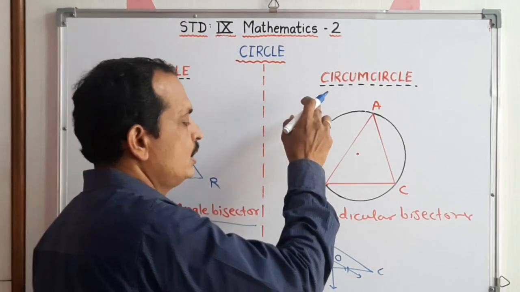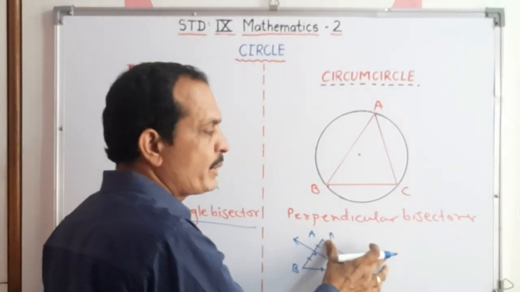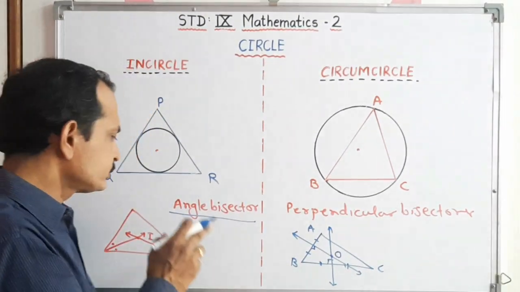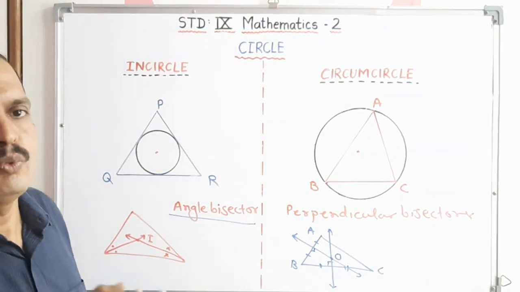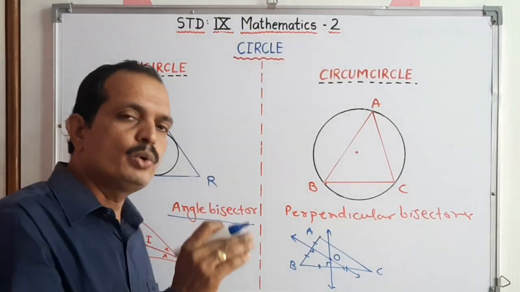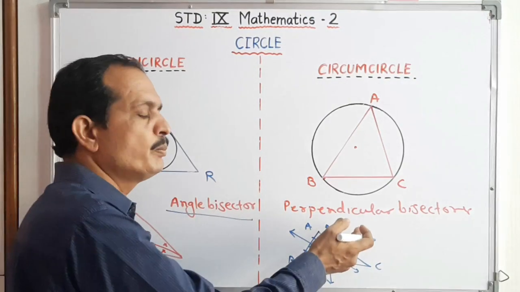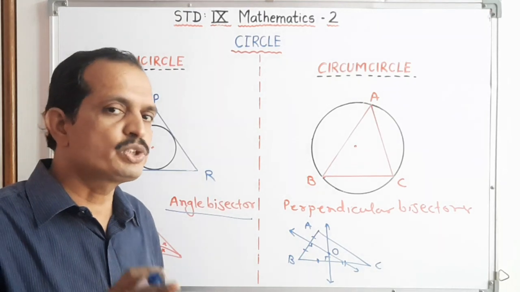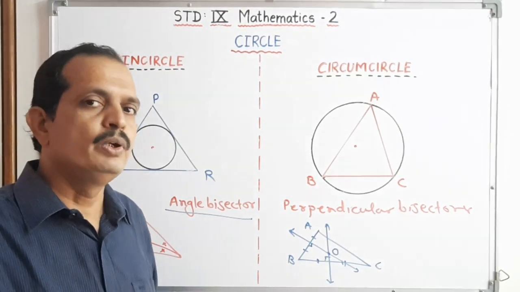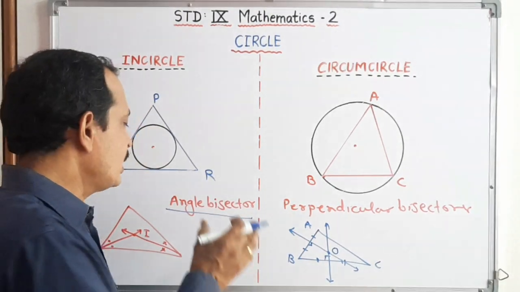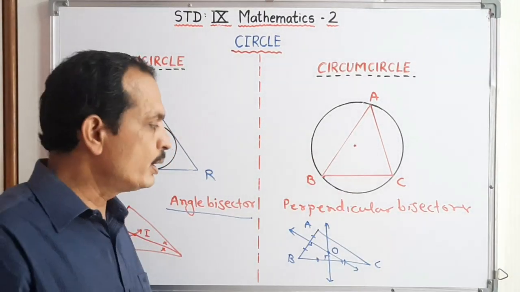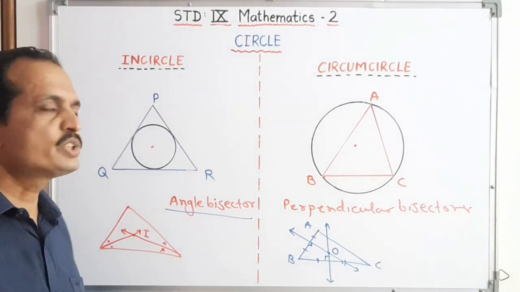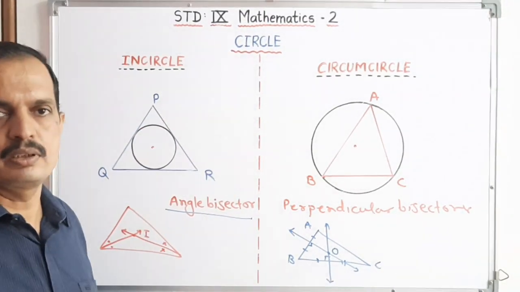For the circumcircle, we have to draw the perpendicular bisector of any two sides of the given triangle. Now dear student, in first term we learned how to draw the angle bisector and how to draw the perpendicular bisector. Based upon the basic construction, I have posted one video. Go through that video. That will make it easy to understand how to draw the angle bisector and the perpendicular bisector. Then we will start the construction of incircle and circumcircle.